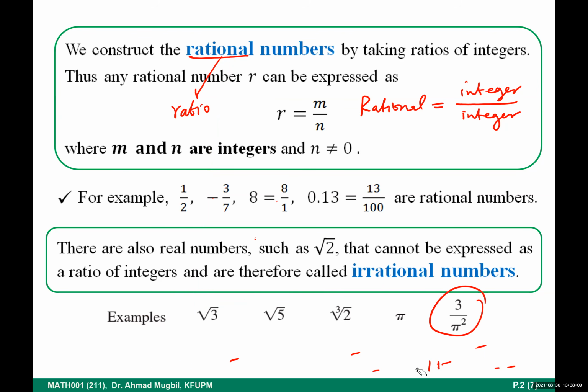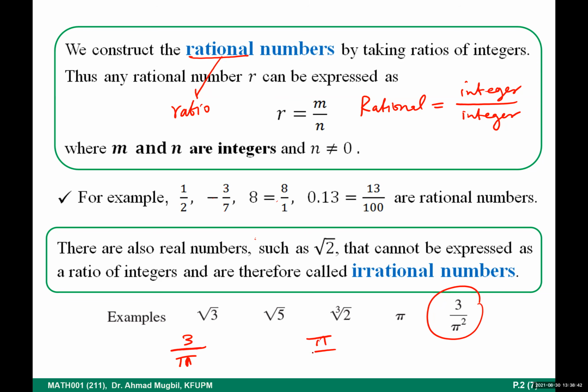Okay, what about the last number here, shabab? Is it rational? Is it a rational number, 3/pi? No. Why is it not rational? So when we write 3/pi, this is not rational. Because pi is rational or irrational?